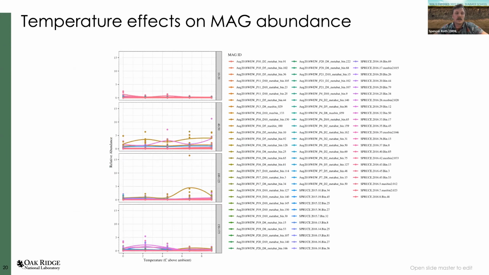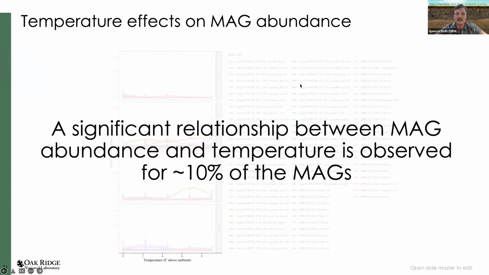And so we've also looked at the effect of temperature on individual MAG abundance and relative abundance. And we've found that in this very busy figure, about 10% of the MAG data set is forming a significant relationship with the temperature treatment. So that could be either increasing or decreasing significantly with temperature treatment. And so a lot of the work that I have been doing is going further into that data set to investigate those responses of individual MAGs across the sites.